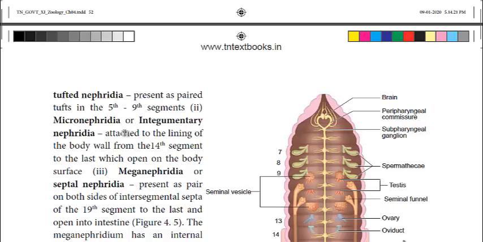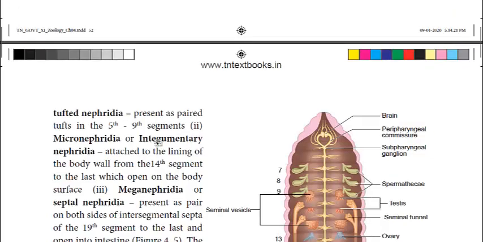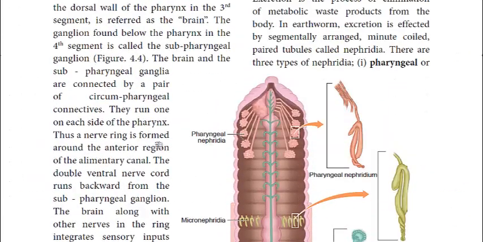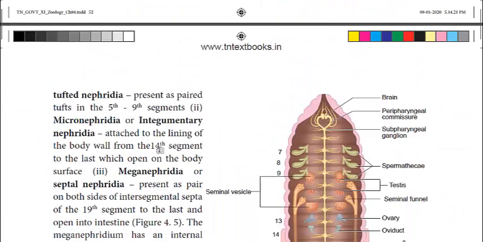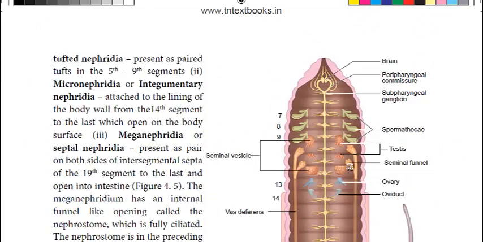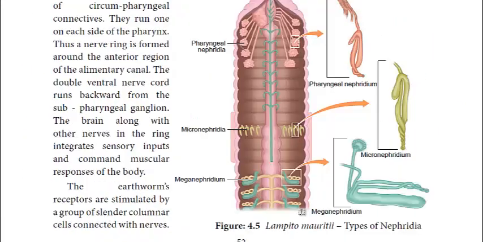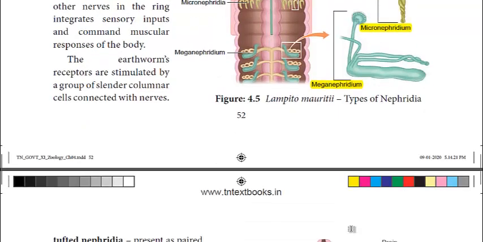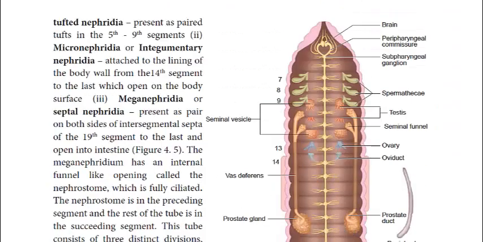So first we will study about the pharyngeal nephridia. The pharyngeal nephridia you can see here. So you can see here pharyngeal nephridia 1, I'm highlighting it, micronephridia 2, and meganephridia. So these are the 3 important nephridia that are found in the earthworm. Now pharyngeal nephridia are present in the 5th to 9th segment.